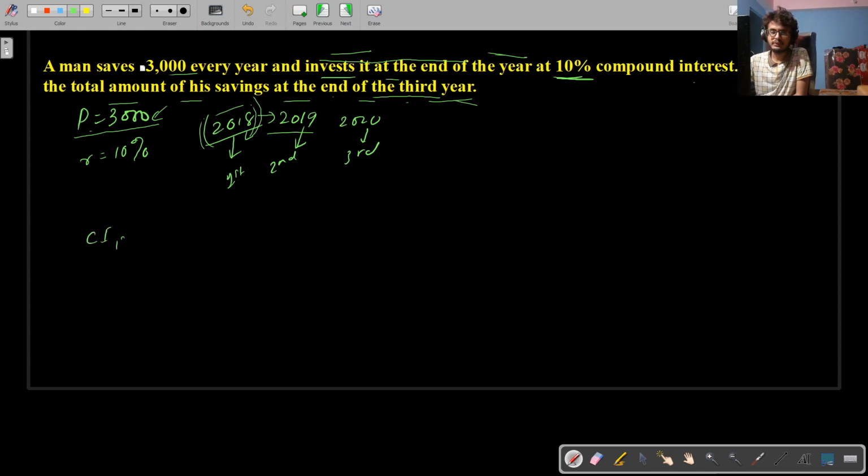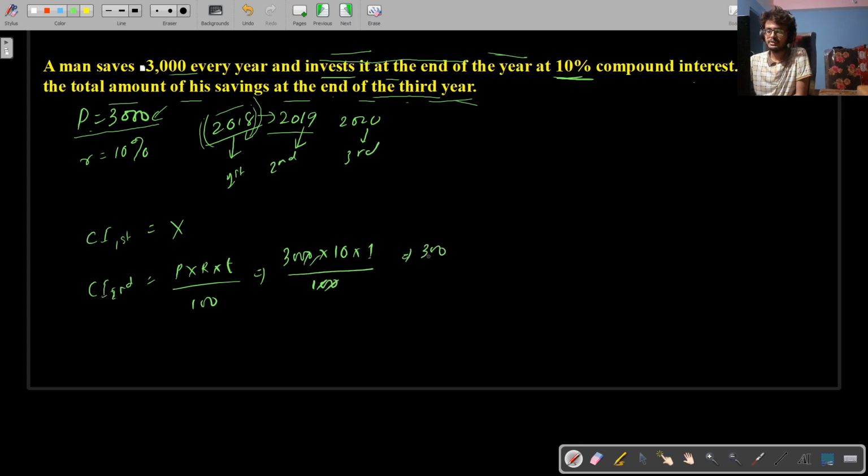Compound interest for the first year, which is basically 2018: there is no saving, so he will not earn any interest, because in 2018 he is saving the money. Now compound interest for the second year is P into R into T by 100. So this is 3000 into rate 10 into time 1 divided by 100. Cancel these two zeros, so you get 300 rupees. So the amount will be 3000 plus 300, which is equal to 3300.